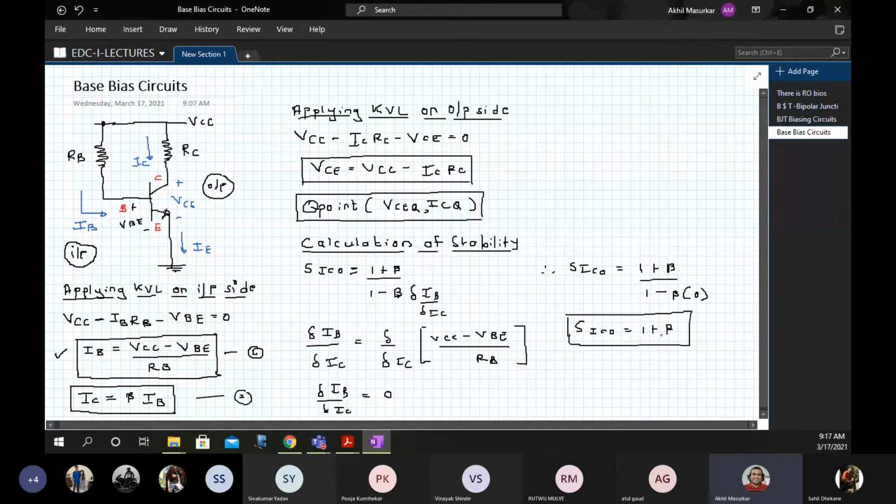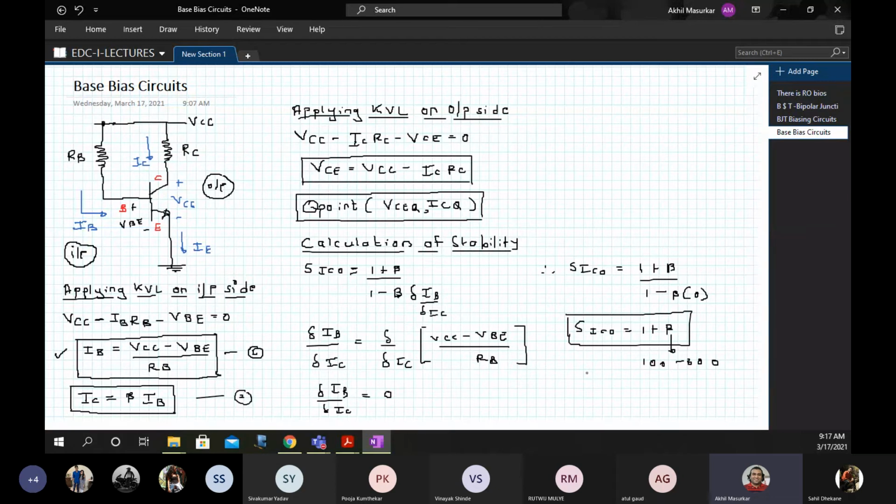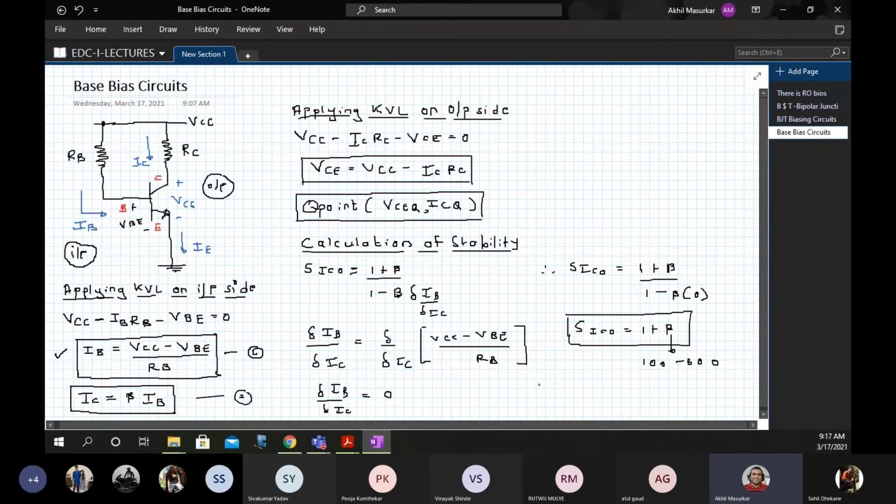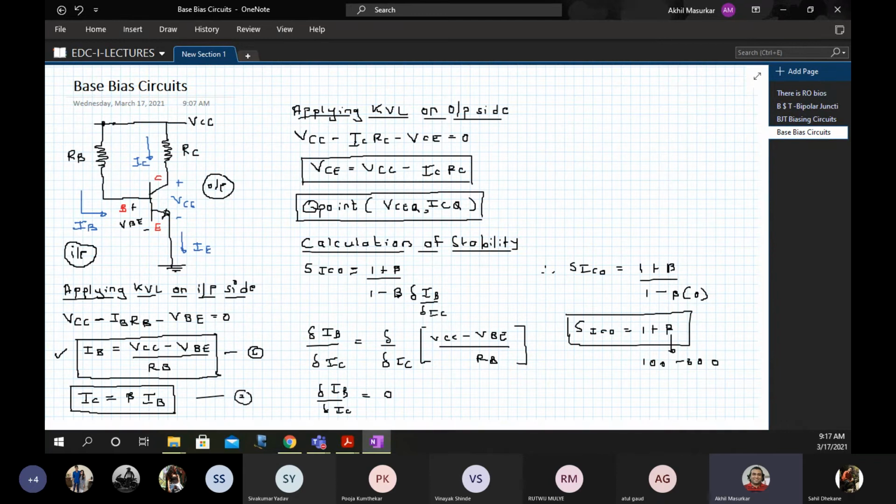Now, we know that beta is very high, around 100 to 300, which means that the stability value S is very high. But we have seen that the stability factor value should be as low as possible. Ideally, it should be 0. Hence, this circuit is not very good as far as stability is concerned.